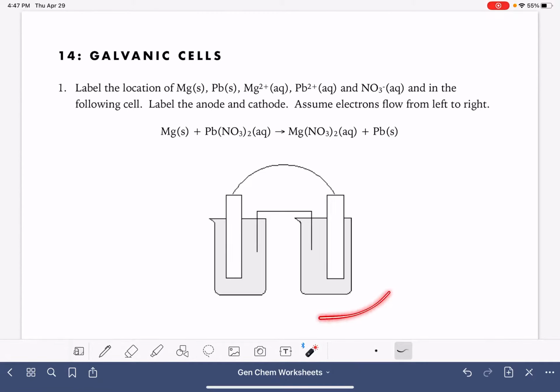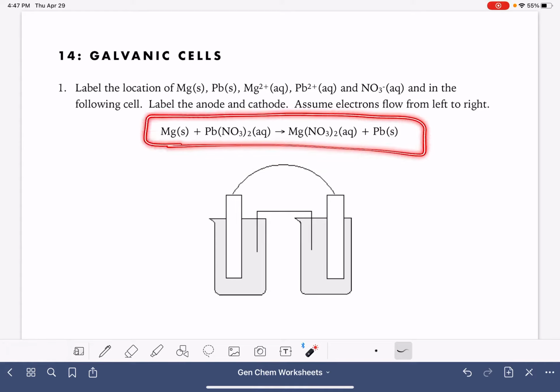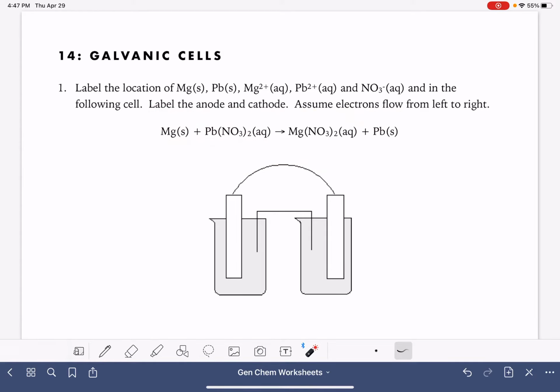On this worksheet, we're going to practice labeling galvanic cell diagrams based on a balanced redox reaction. To get started, it's really going to be helpful if we think about this overall reaction in terms of its half reactions. So the first thing that I'm going to do is divide this up into its half reactions. We have magnesium solid as one of our reactants, and then our other reactant is the lead 2 nitrate compound, but really I just want to think about the lead 2+ ion for now, because that's really just what we're being asked to label.